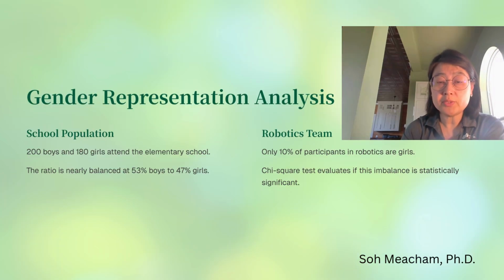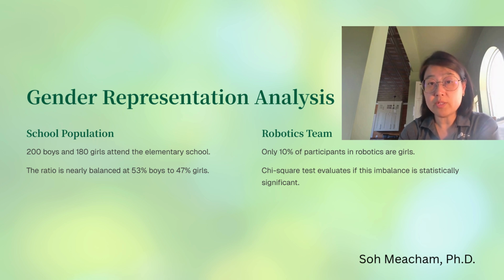Here's another real-world example. A district administrator wants to know whether boys and girls are equally represented on elementary school robotics teams. If the school has 200 boys and 180 girls, and only 10% of participants in robotics are girls, a chi-square test would help evaluate whether this imbalance is statistically significant.